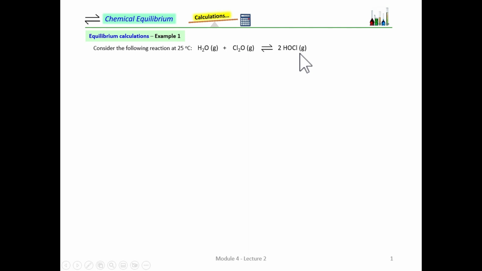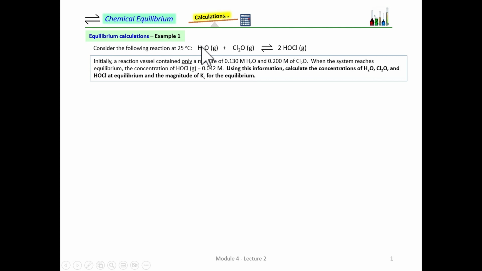And forming what we could think of as the gaseous form of hypochlorous acid. So sometimes I'll just call this HOCl. Anyway, the important thing to note here is that this reaction is a 1:1:2 reaction.